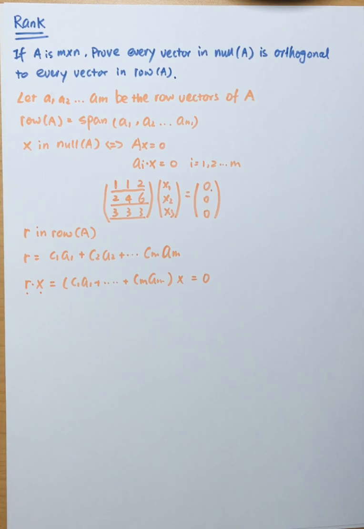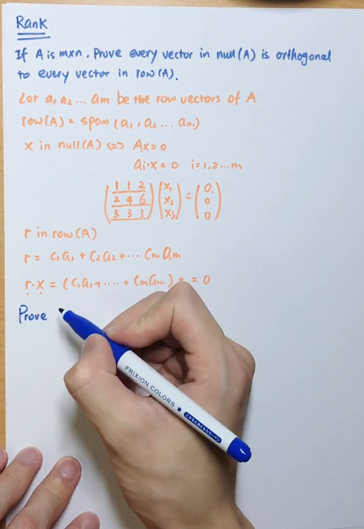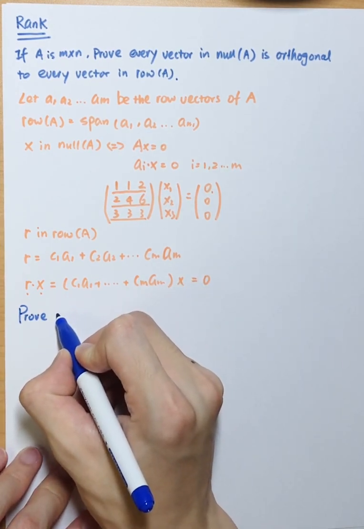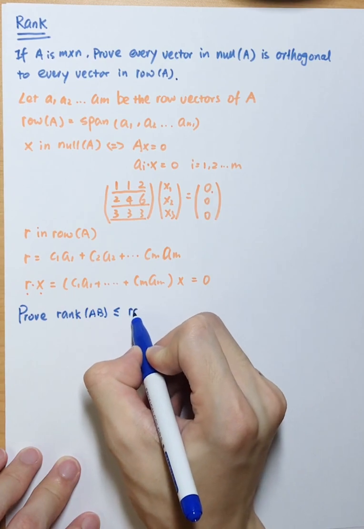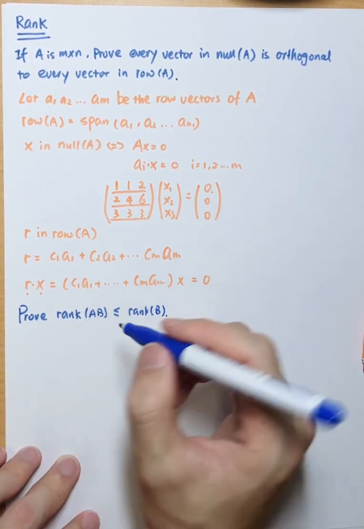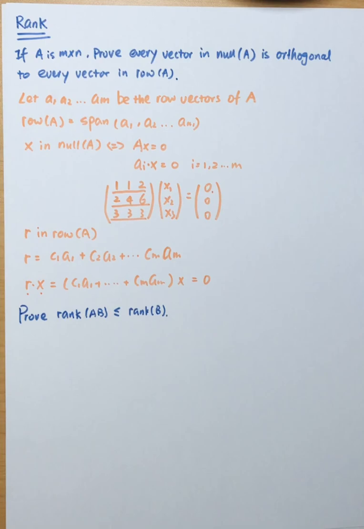So proof: rank of AB is less than or equal to the rank of B. This may sound a little confusing at the beginning. You may wonder why I pre-multiply A to B. I have two matrices together. How come this rank becomes even smaller than the original matrix B? It should be bigger, right?